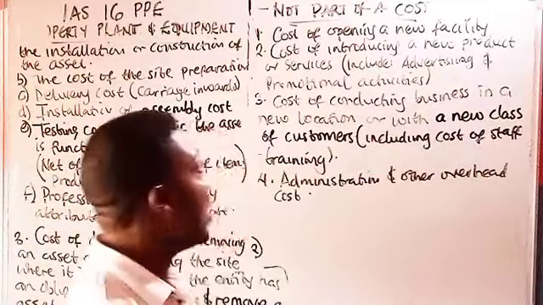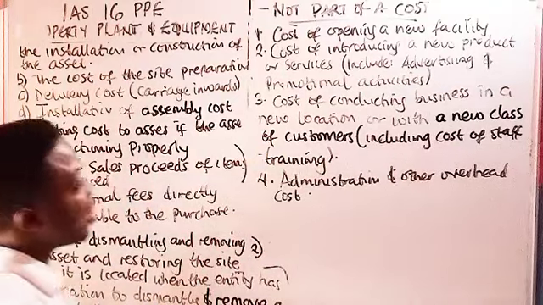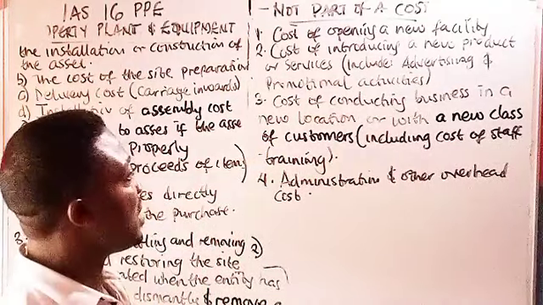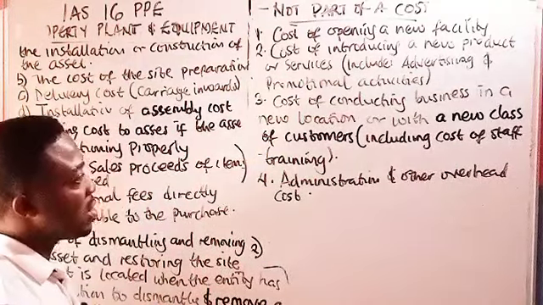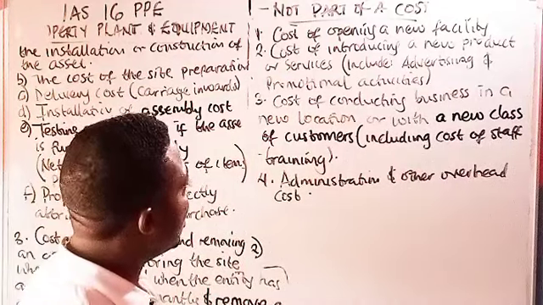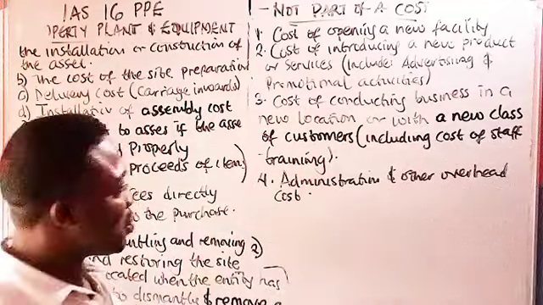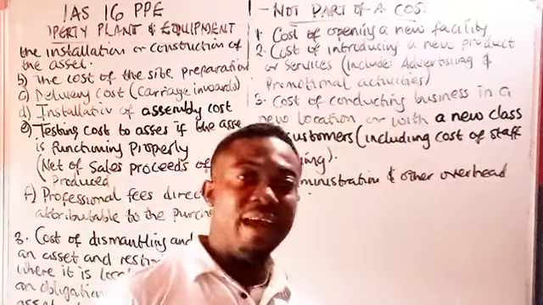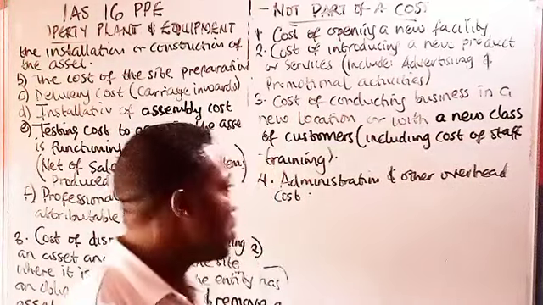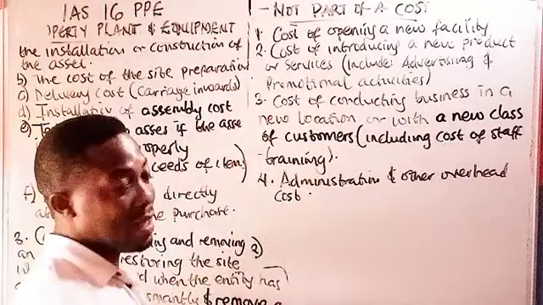Okay, please know that the cost of opening a new facility, the cost of introducing a new product or services, the cost of conducting business in a new location or with a new class of customer, and the fourth one, administration and other overhead costs. Those are the four items that are not part of the cost.